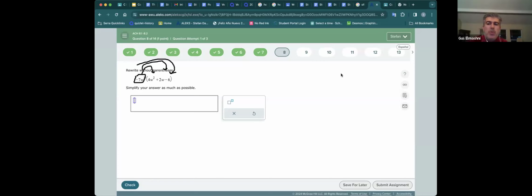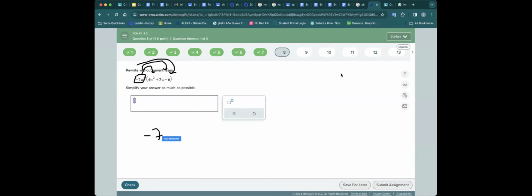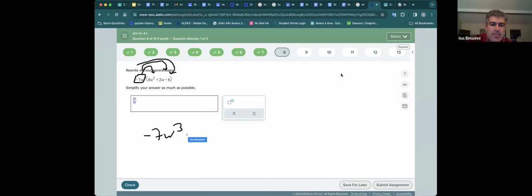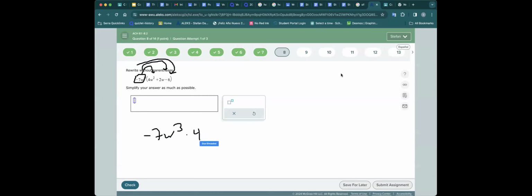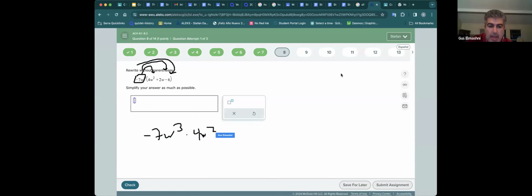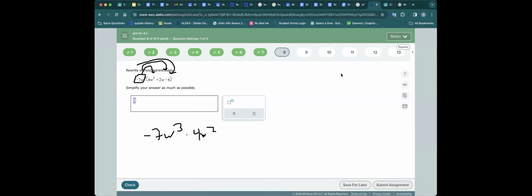Okay, so what's on the outside? Negative seven W cubed. Okay, and then what's the first term it sees when you put it inside? What's the first term it multiplies to? W squared. Okay, good. Now you have -7 times 4. We know what that is. It's -8, no, 28.